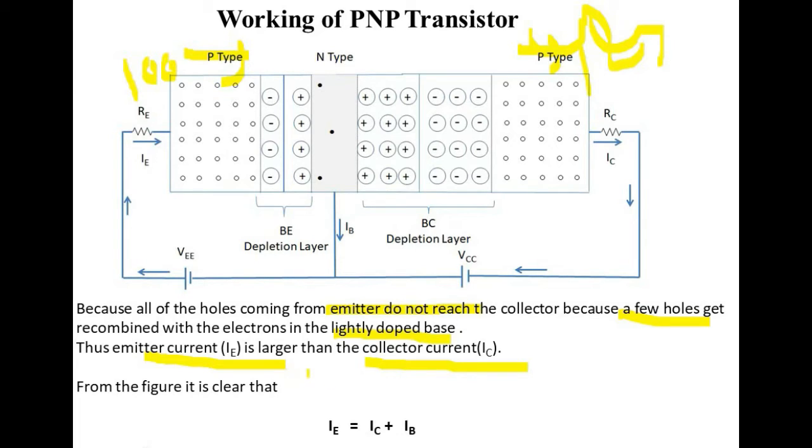And from the figure, if we apply KCL, it is very clear that in the transistor the emitter current is going inside, but these two currents are coming out. So we see that IE will be equal to IC plus IB.